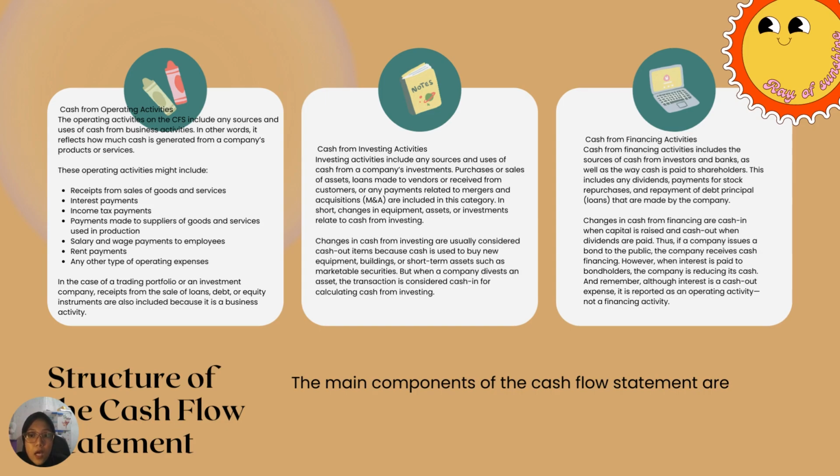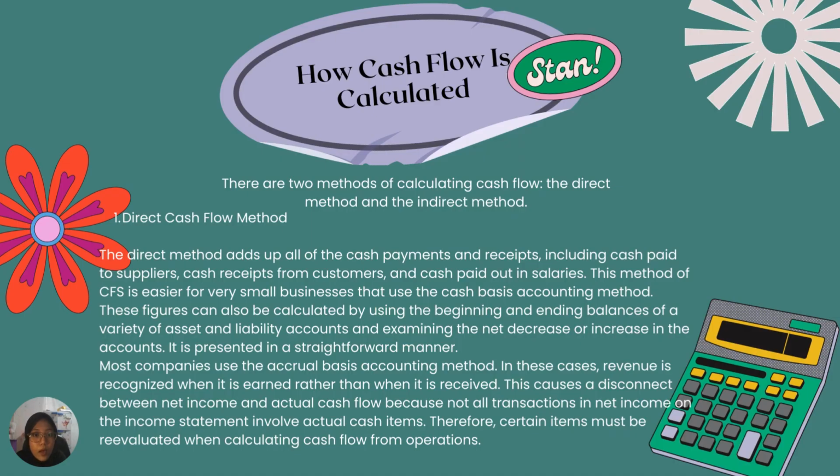the dividends are paid. Thus, if a company issues a bond to the public, the company receives cash from financing. However, when the interest is paid to bondholders, the company is reducing its cash. And remember, although interest is a cash out expense, it is reported as an operating activity, not as a financing activity.